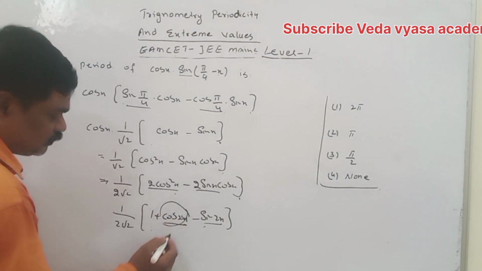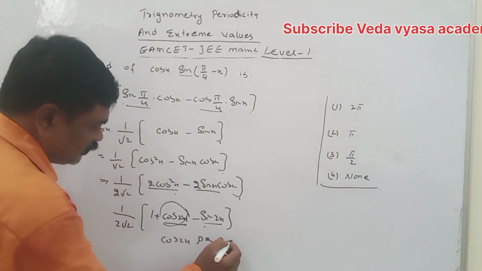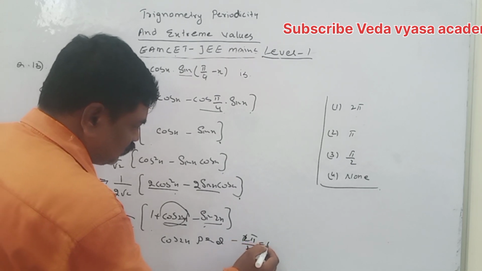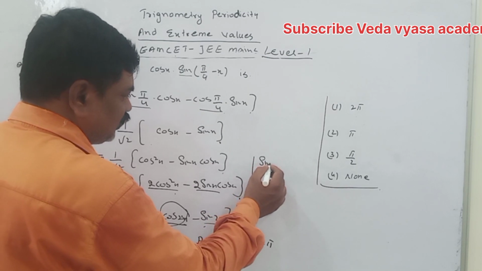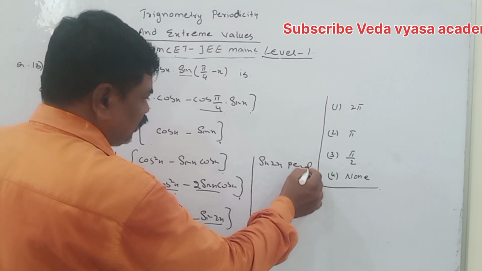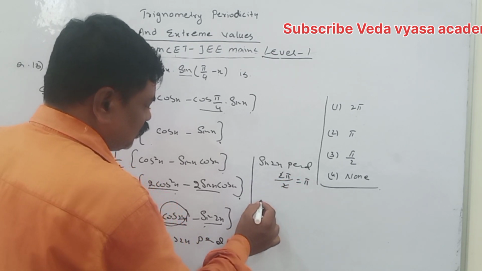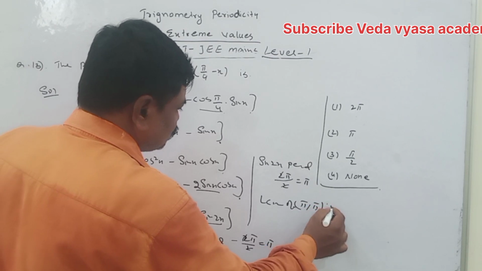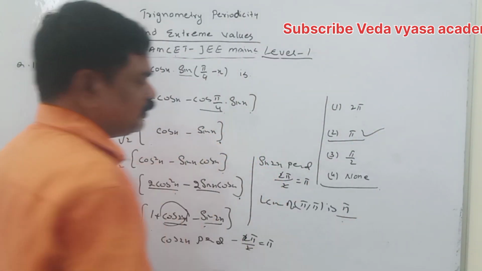So we have cos 2x, whose period is 2 pi by 2, which is pi, and sin 2x, whose period is 2 pi by 2, which is pi. So the LCM of pi comma pi is pi, which is the period. So we have option 2 as the answer.